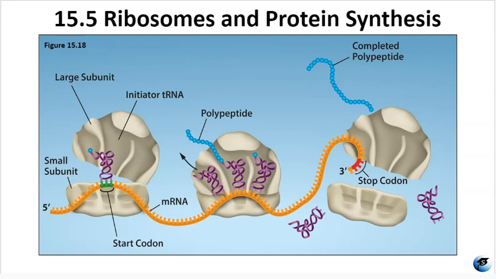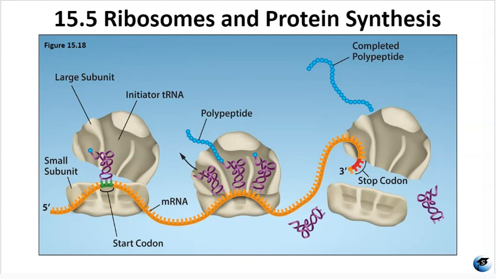Figure 15.18, again you can see the E, P, and A site. This is still the ribosomal large and small subunit. And this figure is showing the initiator tRNA anticodon recognizing a start codon on the mRNA that is bound to the small ribosomal subunit. So this is a tRNA, then we have a start codon here on the mRNA strand that is bound to the small ribosomal subunit.